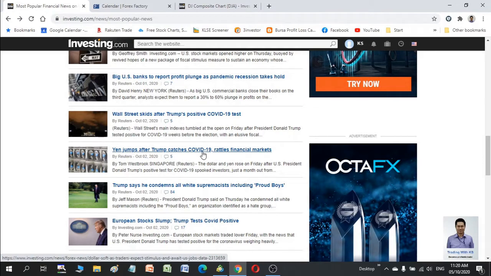Yen jumps after Trump catches COVID. As you see, yen is a safe haven currency. Whenever the market is uncertain, in the currency market or the stock market, yen is the currency that people will invest in. People will exit investments they think are risky, and they will always fall back into yen when their investments are in doubt. That's why, even though the US dollar has been strengthening since last week, the USD/JPY pair is still in the range. It tried to break up, but it went back in.